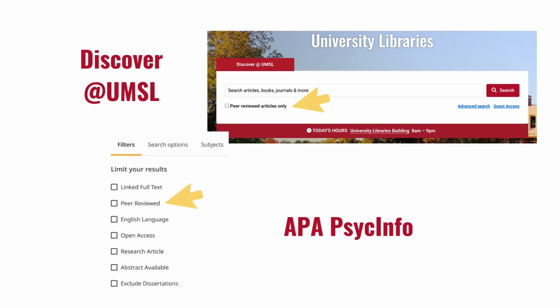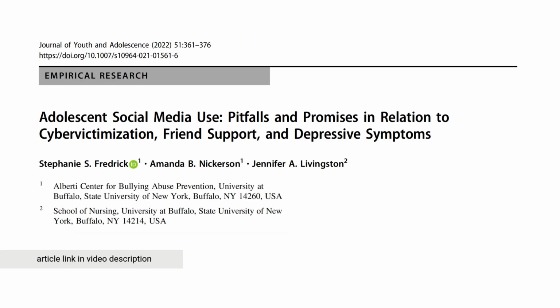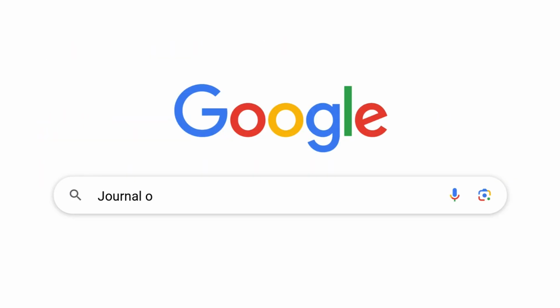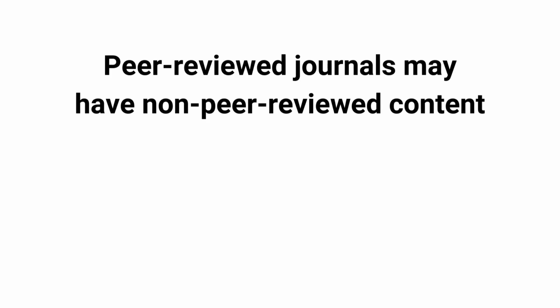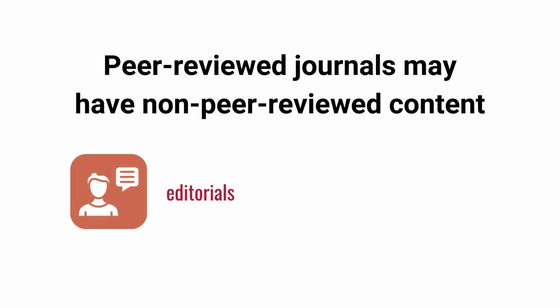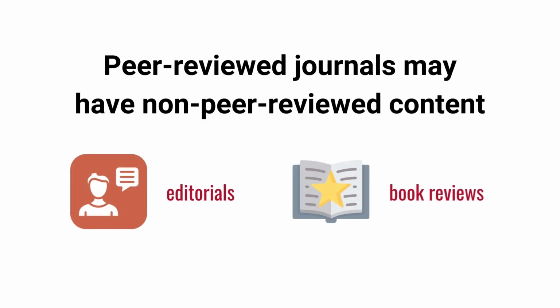You can also find out whether an article was published in a peer-reviewed journal by exploring the journal's website. Locate the journal's title, then search for their website with a search engine like Google. Many peer-reviewed journals will say so in their About page or another prominent place. Keep in mind that there may be non-peer-reviewed content published in a journal where the rest of the articles are peer-reviewed. Examples of non-peer-reviewed content include editorials and book reviews.